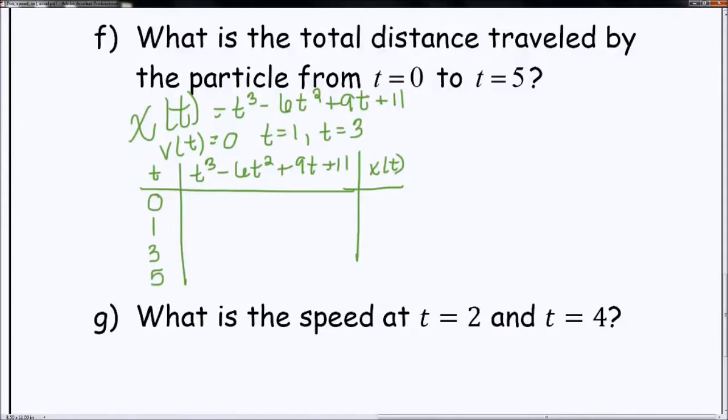So if I plug in 0 into this whole entire mess, 0 cubed, 0 to the third minus 0 plus 11, I'm starting at 11. So essentially it's the number 11 on the number line. If I plug in 1, I have 1 minus 6 plus 9 plus 11. And so negative 5 plus 20 is 15. So it looks like I'm moving forward 15.